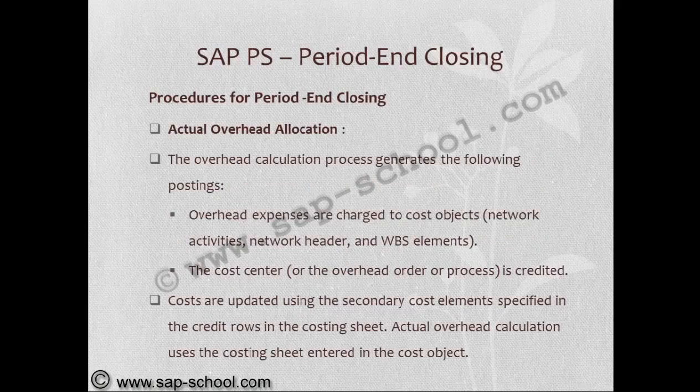The overhead calculation process generates the following postings. Overhead expenses are charged to cost objects, which are network activities, network header, and WBS elements. The cost center or the overhead order process is credited. Costs are updated using the secondary cost elements specified in the credit rows in the costing sheet. Actual overhead calculation uses the costing sheet entered in the cost object.